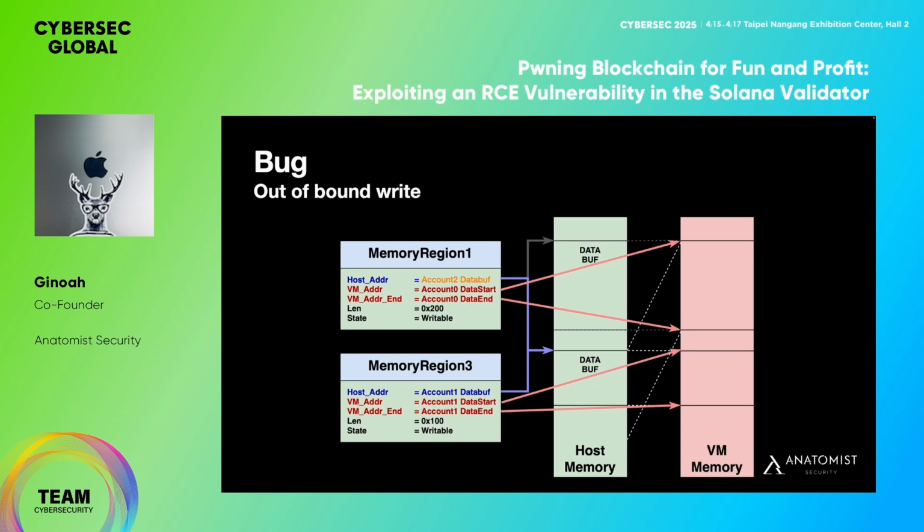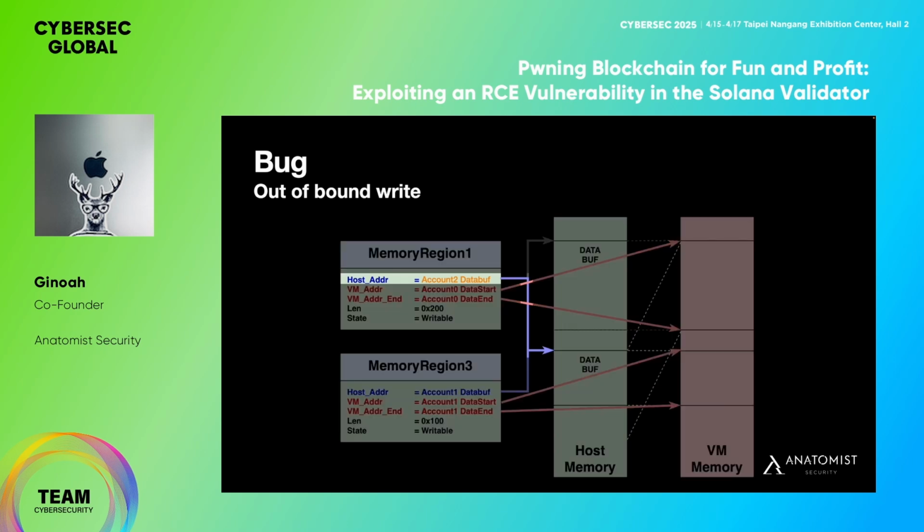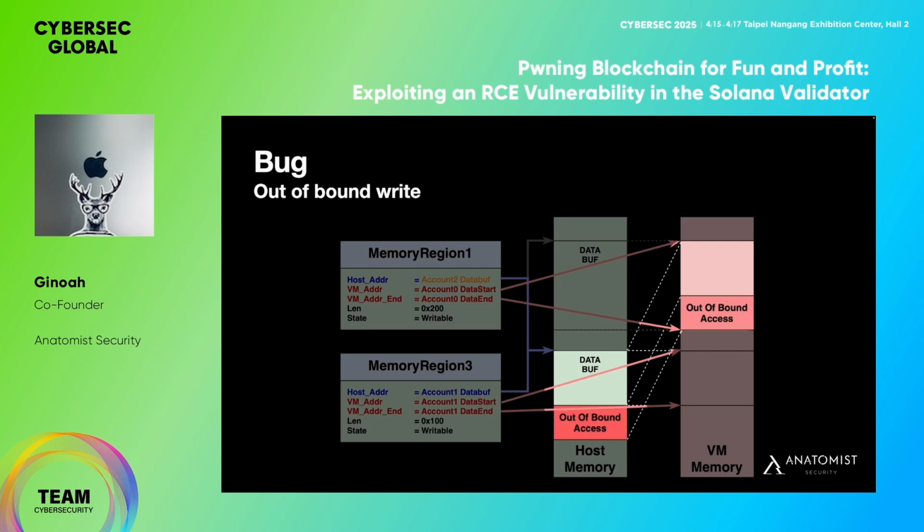After the replacement procedure, the host address in memory region 1 will point to account 1's data buffer. This allows us to use account 0's data pointer to access account 1's data. Since both accounts are owned by our program, there's no permission issue. But notice that account 0's data length is longer, so when accessing the data part of account 0's data, it will go beyond account 1's data buffer. This gives us out-of-bound access to the host memory.